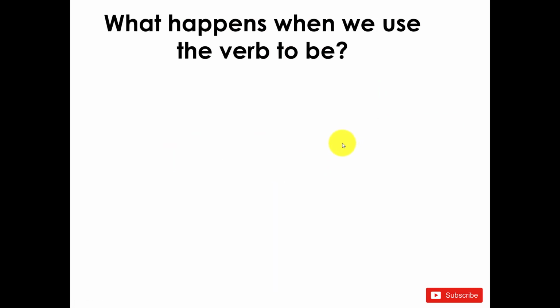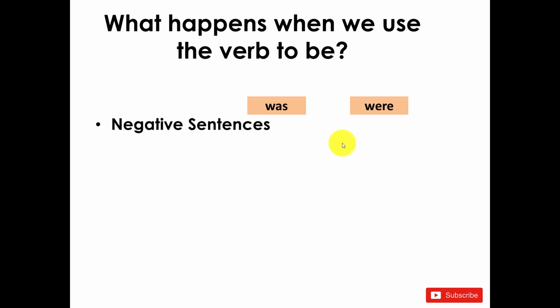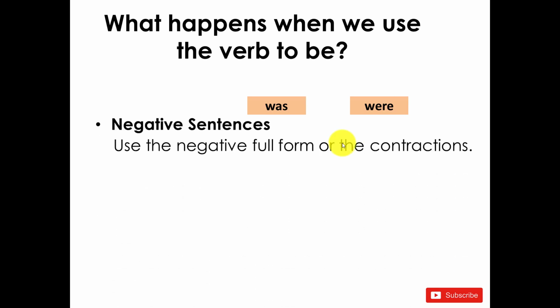Okay, how about the verb to be? So what happens when we use the verb to be? Let's recall the past tense for the verb to be. The past of the verb to be, we all know that we have was or were. Good job. In negative sentences, we use the negative full form or contractions, which means short form.